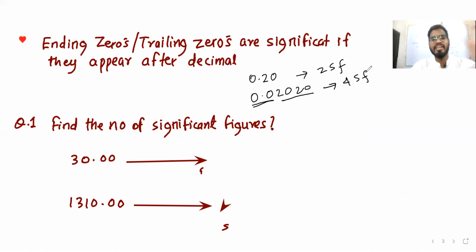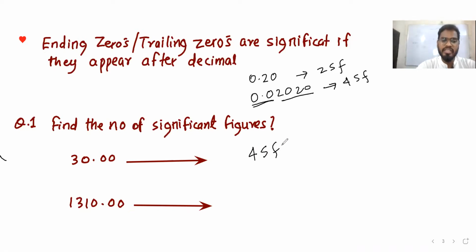Now there is a question. Find the number of significant figures in 3.00, and then this. Let's try. How many significant digits do you think there are? Here there is 3, 0, right? After the digit, then the decimal, and then 2 zeros. After the decimal, ending zeros are significant. So 4 significant figures. Then 131000 after the decimal. So how many? 4 and 2, 6 significant digits. Got it? So in this way we can solve it.